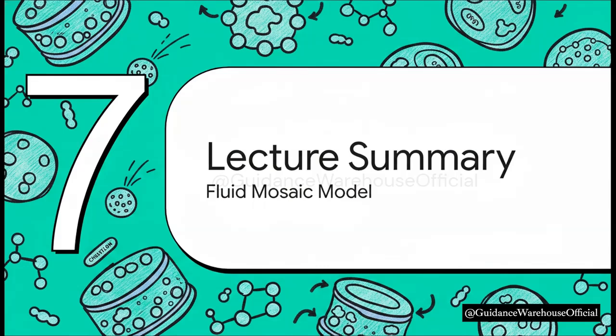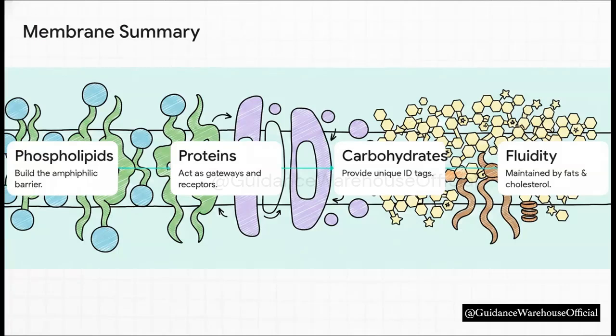Section 7, Lecture Summary, Wrapping Up the Fluid Mosaic Model. All right, before we finish up here, let's take a step back and quickly summarize the key points of this architectural masterpiece. Here is your mental checklist for mastering the fluid mosaic model. Step 1. Phospholipids use their water-loving heads and water-hating tails to spontaneously build that amphiphilic barrier. Step 2. Integral and peripheral proteins embed themselves in the barrier to act as functional gateways and structural anchors. Step 3. Carbohydrates coat the exterior, providing the glycocalyx sugar coating that gives the cell its unique ID tag.